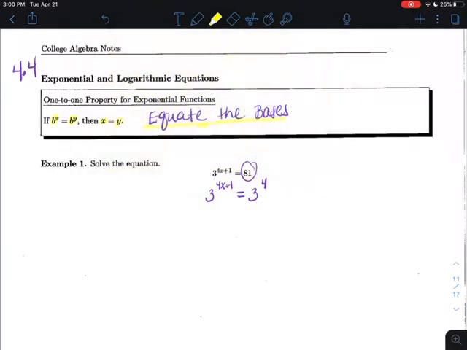Now, since both sides of the equation have a base of 3, that means the exponents are equal to each other. Once I get to this step, the only thing I need are the exponents: 4x plus 1 equals 4. So drop the base. Set exponents equal.